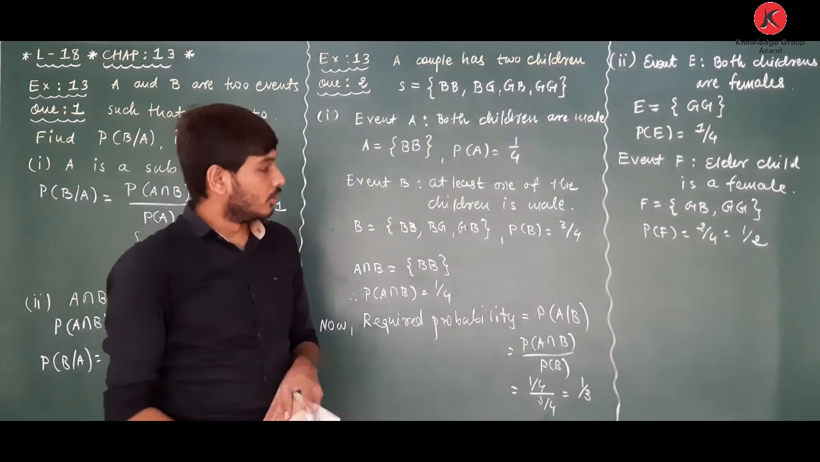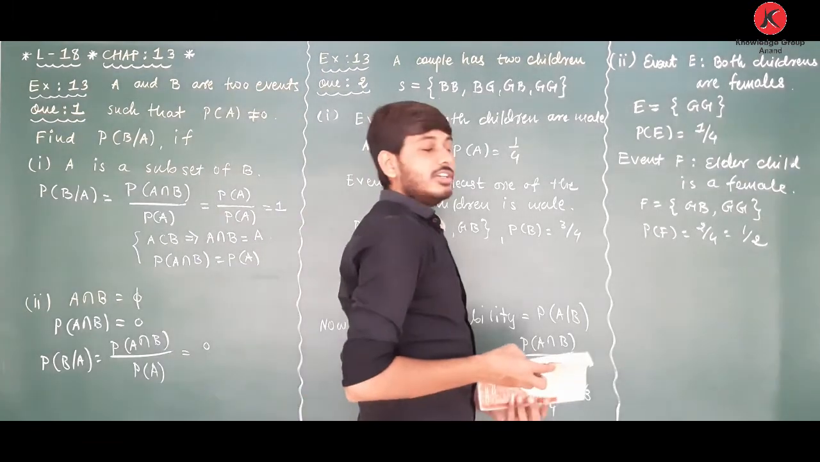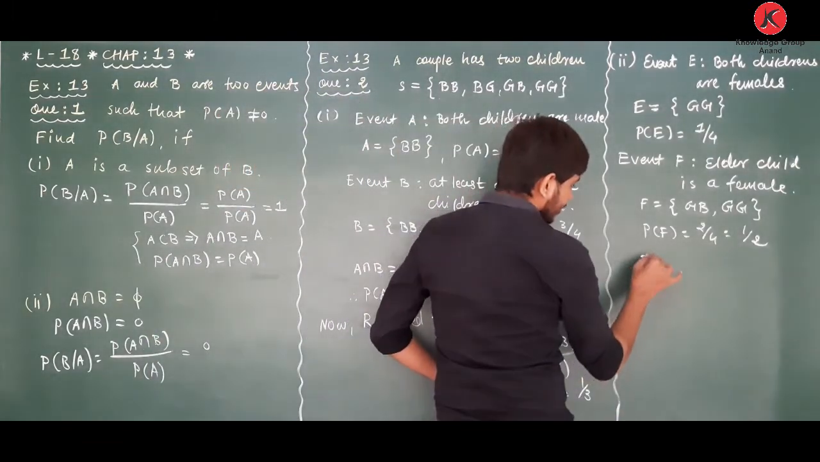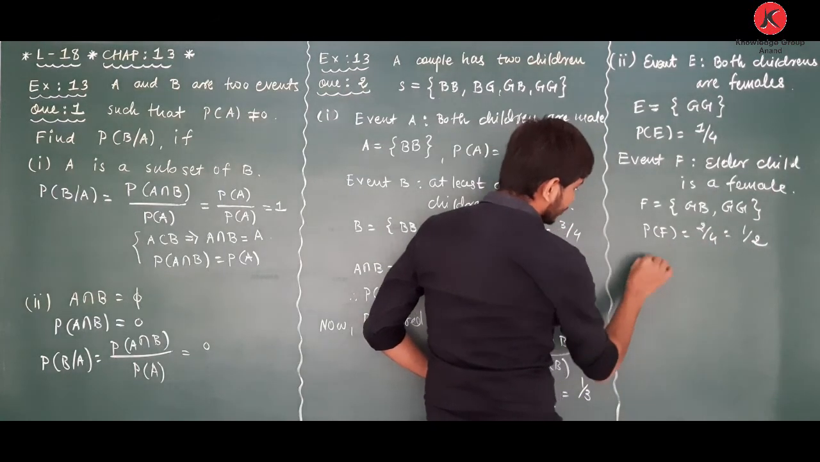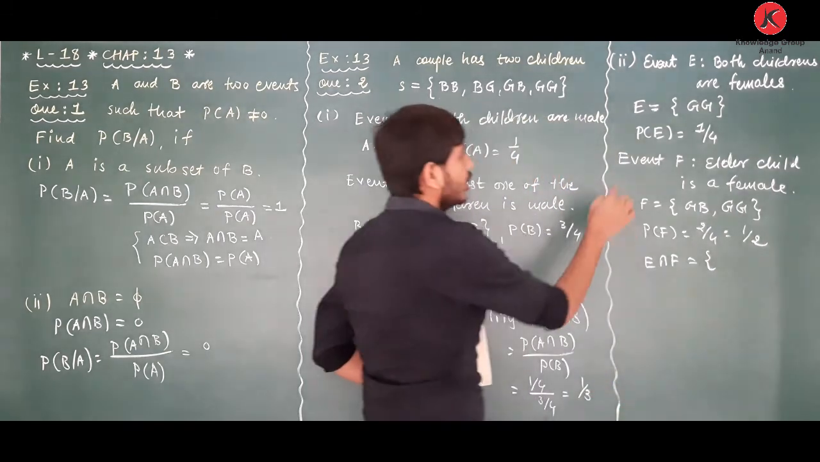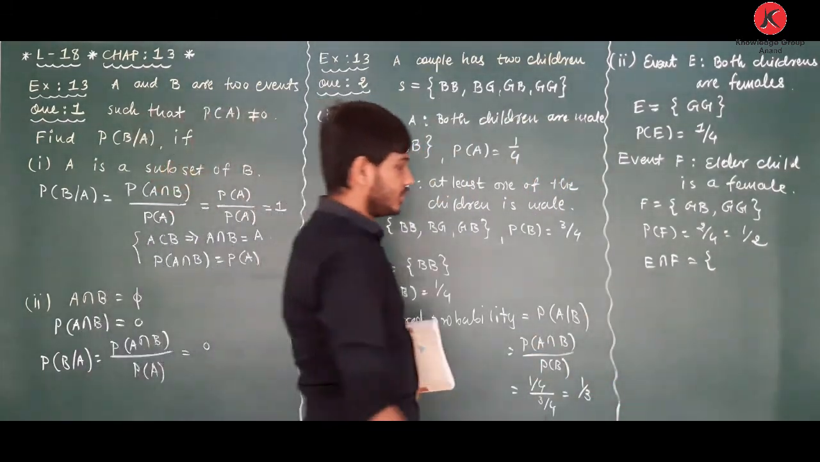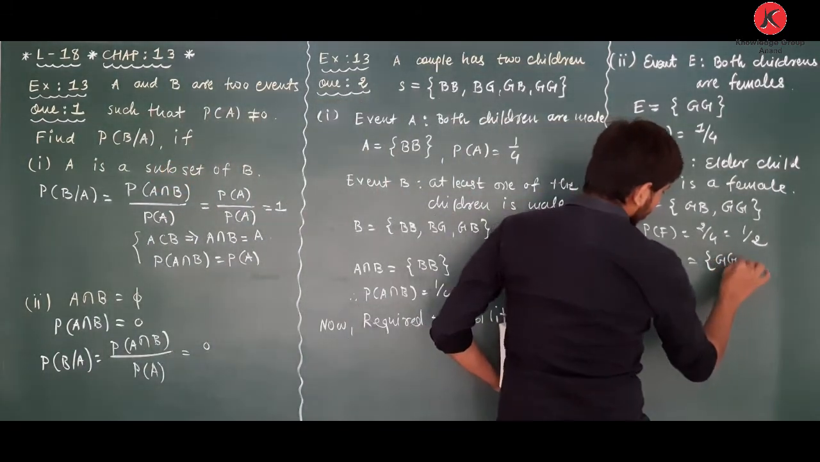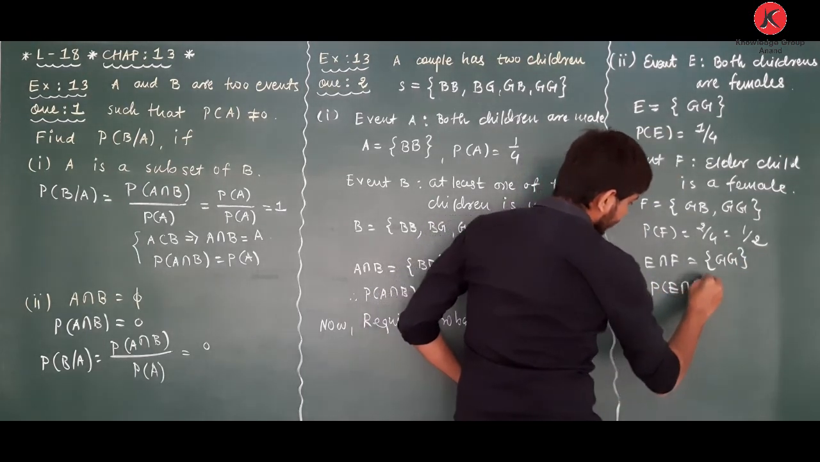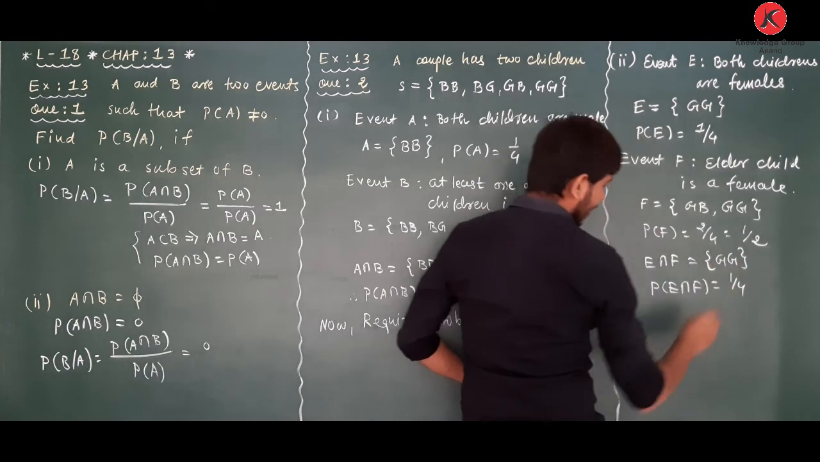Okay, now we want E intersection F also. Therefore, find E intersection F first. E intersection F is the common elements, which means GG, and the probability of E intersection F is equal to 1/4.